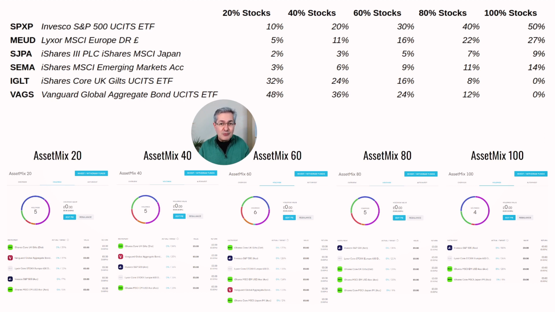These do not aim to reproduce LifeStrategy funds, they're inspired by LifeStrategy, and so are diversified globally. They also vary the stock and bond allocations from 20% to 100%, and so have a continuum of increasing risk and return from 20% stocks to 100% stocks. And these are published as pies that you can copy on Trading 212.